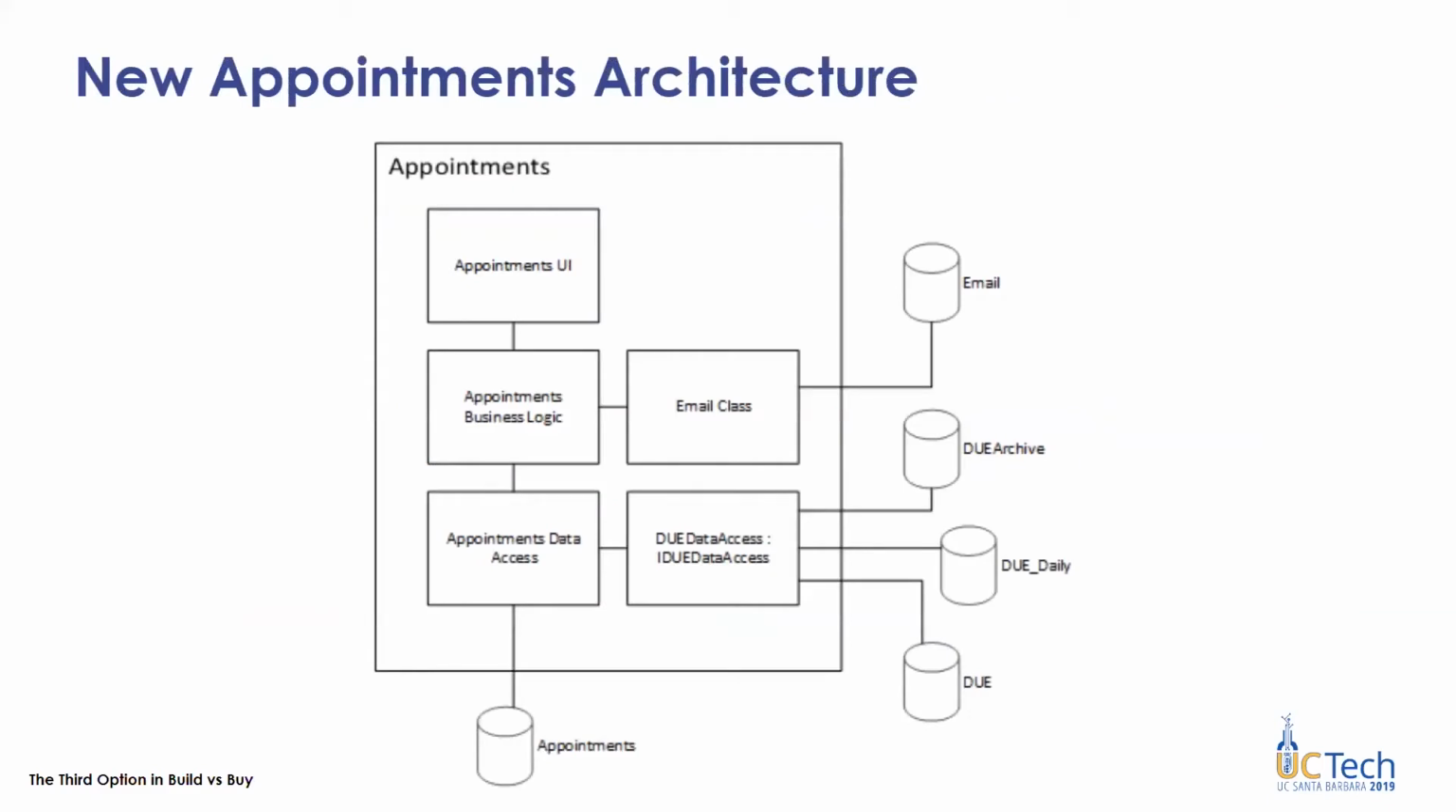So this is what the new appointments architecture looks like. You can see here's still our application layer. Appointments has its own database, but to talk to all of our UCI data sources, we're going through this layer, this DUE data access, which implements an interface. So that means if that changes, we can just re-implement that interface.